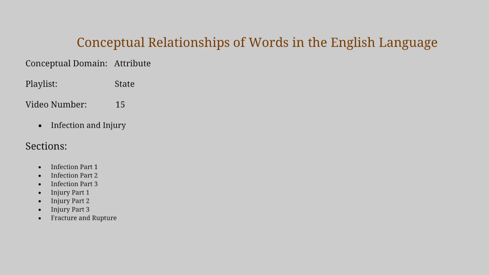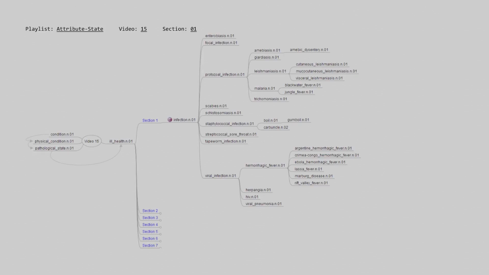Attributes are linguistic elements that serve as modifiers to provide descriptive information about another word. They convey qualities, characteristics, or properties associated with the entities they modify, enriching the meaning and context of the expression. Section 1. In this section, we will explore infection Part 1.